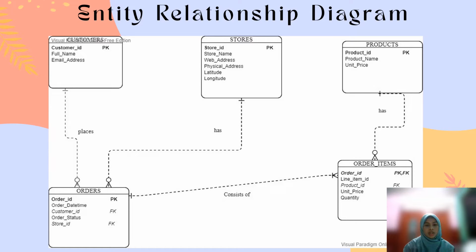Third, an order consists of 0 or many order items. An order item consists of only one order. An order item has only one product. A product has 0 or many order items.